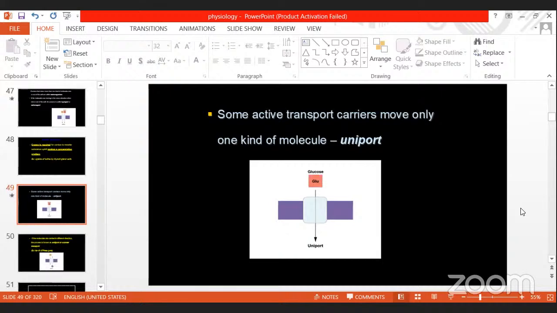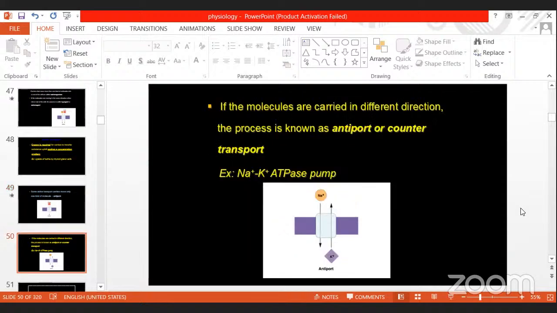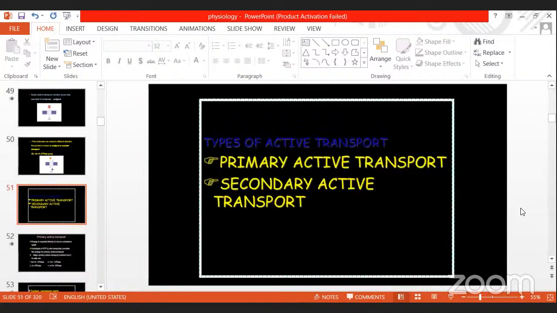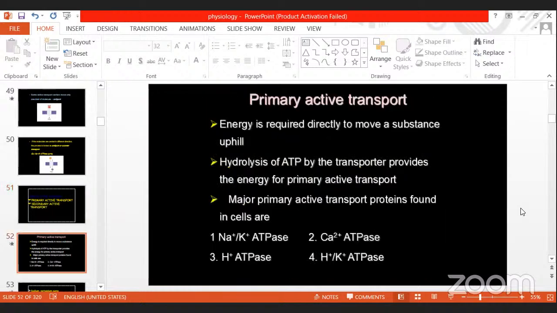And if the transport mechanism is moving only one kind of molecule, that is known as uniport. And if it is in both directions, that is known as counter transport. The major example is sodium potassium ATPase, the sodium potassium pump. So there are two types of active transport: primary active transport and secondary active transport.